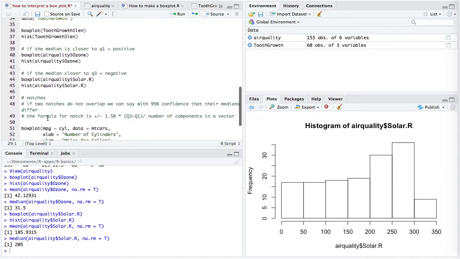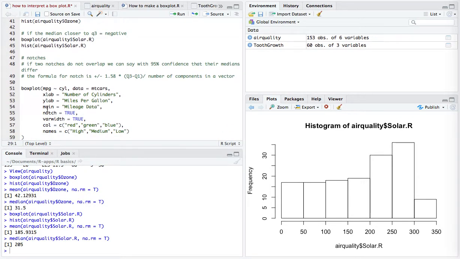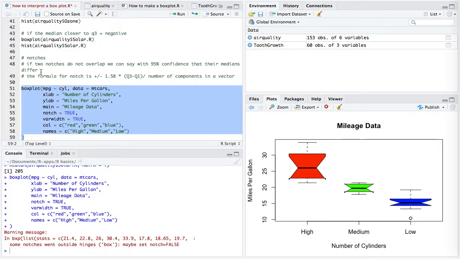Now let's look at another feature of a box plot, that is the notch. A notch is basically adding 95% confidence intervals around a median. When you compare three different box plots, it helps you understand how, for the same distribution, the median can differ based on the category. In this particular plot, we can see that the number of cylinders has a direct relationship with miles per gallon. So the higher the number of cylinders, the lower the miles per gallon.